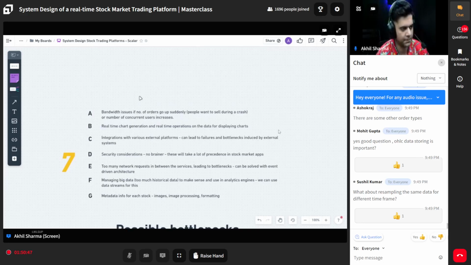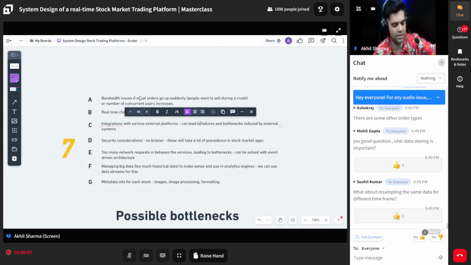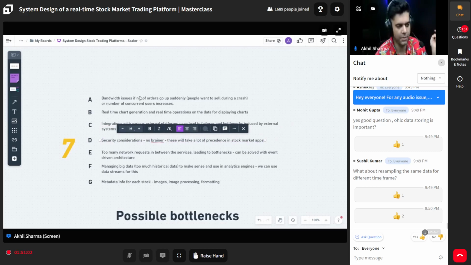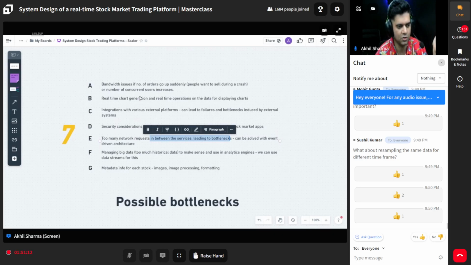Integrating with various external platforms. When we integrate with external platforms, there are format differences, and there are also failures on the external platform that can induce failures on our platform. Security considerations are a no-brainer. Money is getting traded, so security is of paramount importance. This can be a bottleneck. Too many network requests between services. We'll solve this with the help of event-driven architecture, but you want to show this as a bottleneck.